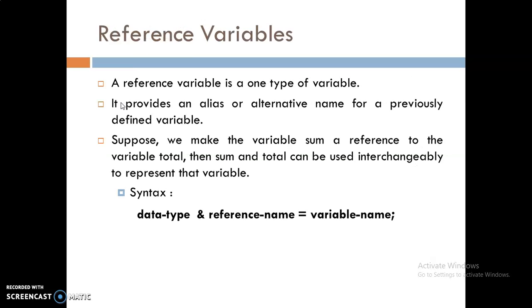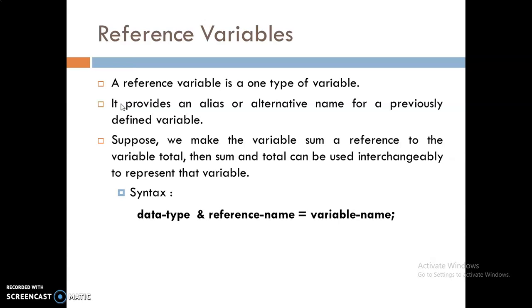Now, about the reference variable, the syntax is data type, ampersand, reference name, is equal to variable name. It means that for both the reference name as well as the variable name, the address is the same. As the syntax indicates, data type ampersand reference name is equal to variable name. Here the values are always assigned from right to left, so the variable name's address we are assigning to the reference variable.